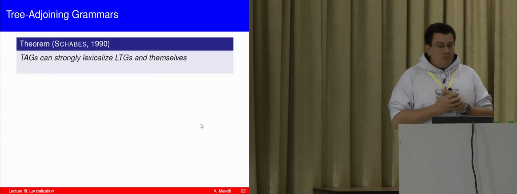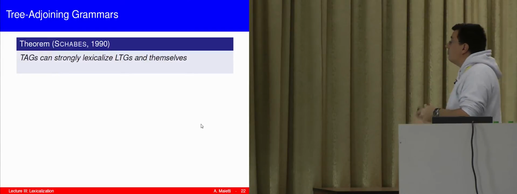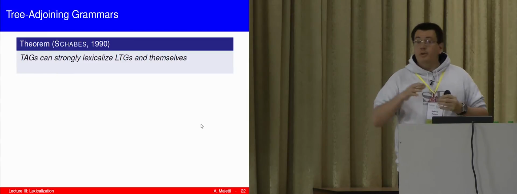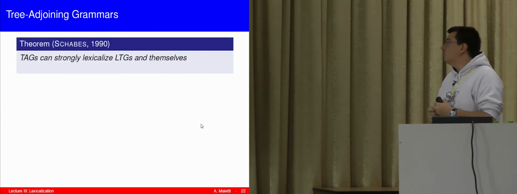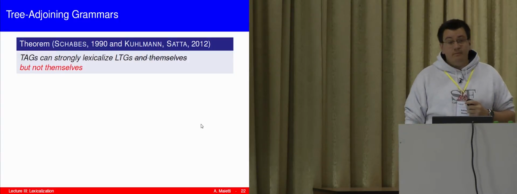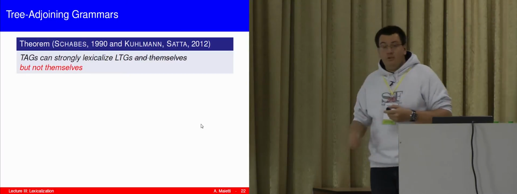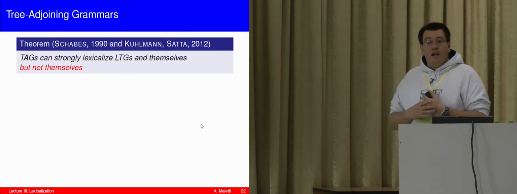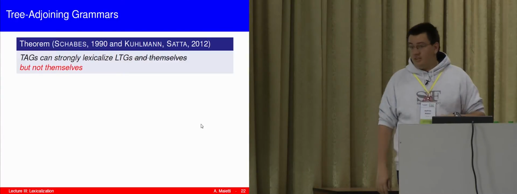Okay, then there was a famous result in the 90s. It's actually a PhD thesis, which says that tree adjoining grammars can strongly lexicalize local tree grammars, so in some sense context-free grammars, and themselves. Okay, unfortunately, as you can probably see, it's not true. Turns out, almost 25 years later, the first part's true. It can lexicalize local tree grammars. Second part's not true. They cannot lexicalize themselves.